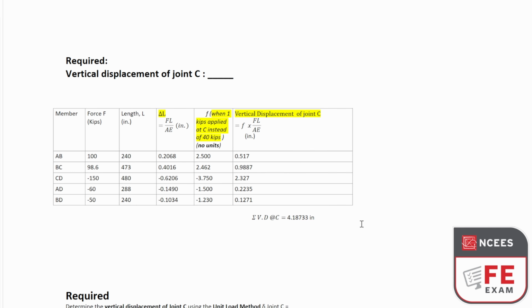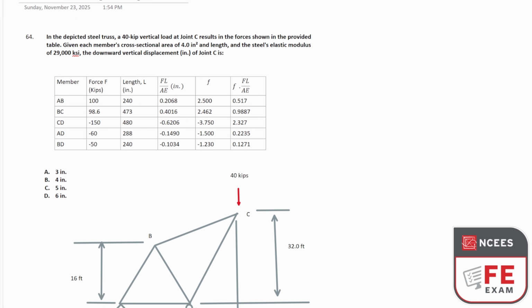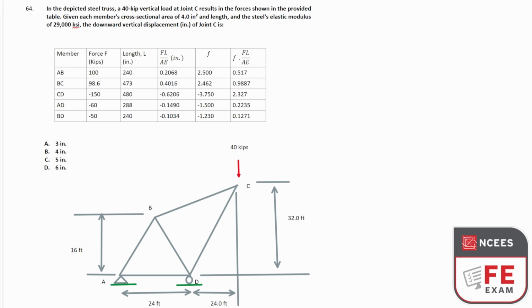4.18733 inches. If they have not provided this table, then these answers will take a lot of time to arrive at. But lucky for you, this is not PE exam, this is only FE, and you don't have to calculate each and every single nut and bolt. Just add all of this and you got the answer. You see this kind of question, guys? It's easy score. Easy score. So option B, 4 inches is the right answer.